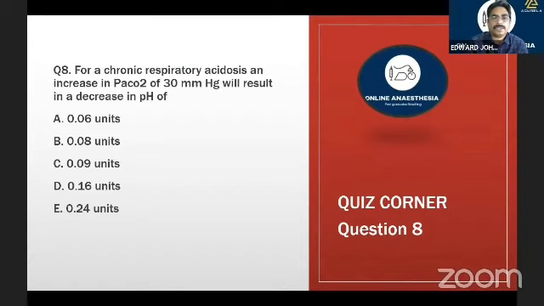The pH change for acute respiratory acidosis is different from chronic respiratory acidosis. All of you can participate in the poll. It is not to test your knowledge, but to deliver the knowledge. So you are struggling to answer this question.